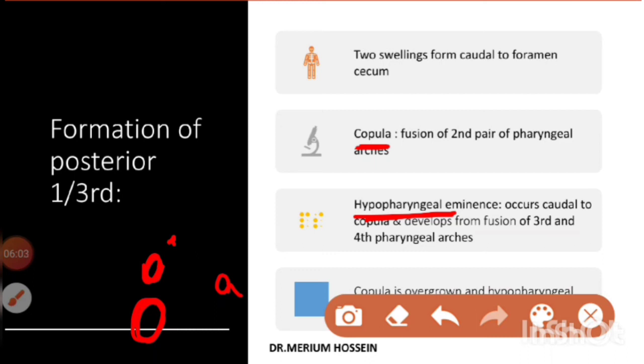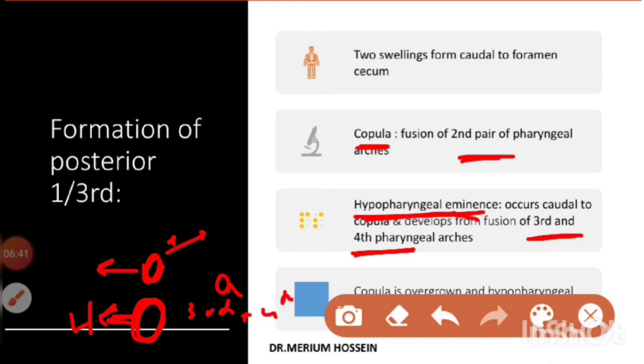Now, the copula is a smaller swelling, and it basically originates from the second pair of pharyngeal arches. And one thing I forgot to mention is that the anterior two-thirds develops from the first pair of pharyngeal arches, and the copula develops from the second pair. Now, the hypopharyngeal eminence develops caudal to the copula, more caudal. It is developed from the fusion of the third and fourth pharyngeal arches, and the copula is just from the second one.